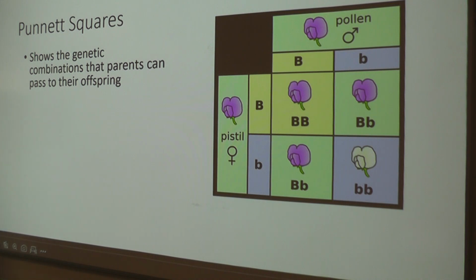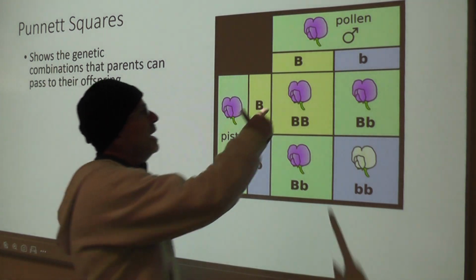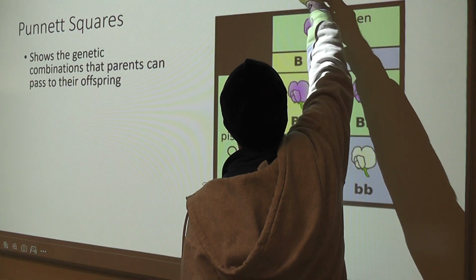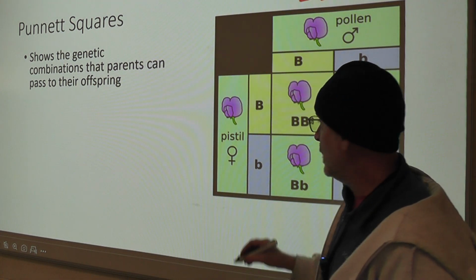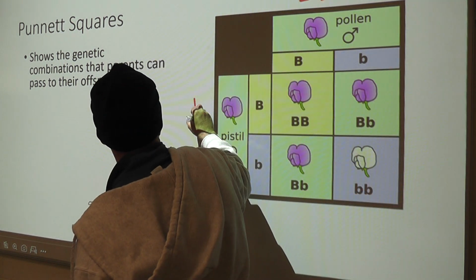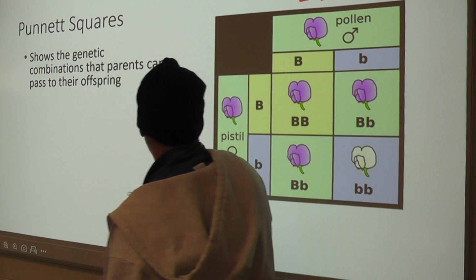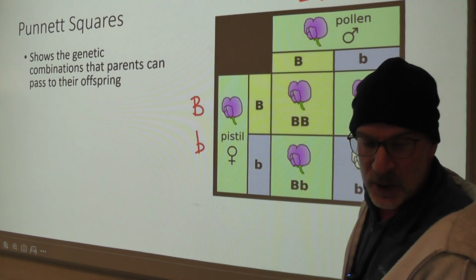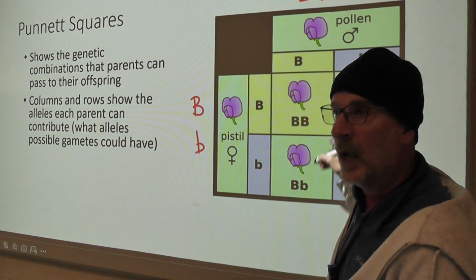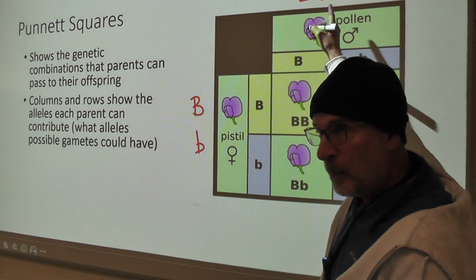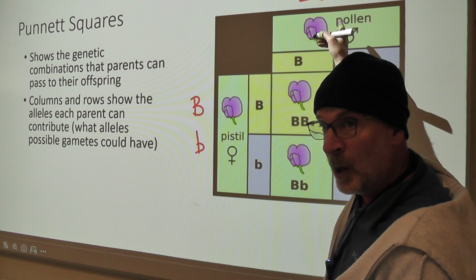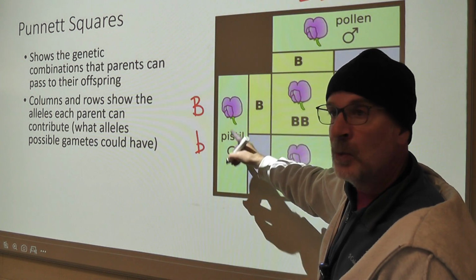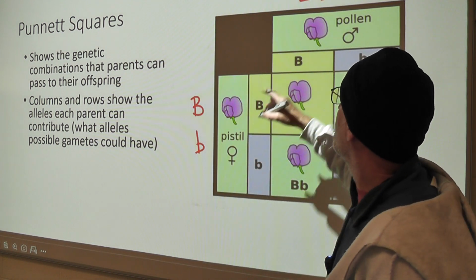that they can combine. So for example, if the male plant has 1 dominant allele and 1 recessive allele for a certain trait, and the female plant has 1 dominant and 1 recessive allele, then there's 4 different possible ways that a paternal gamete, sperm, could match with a maternal gamete, an egg.